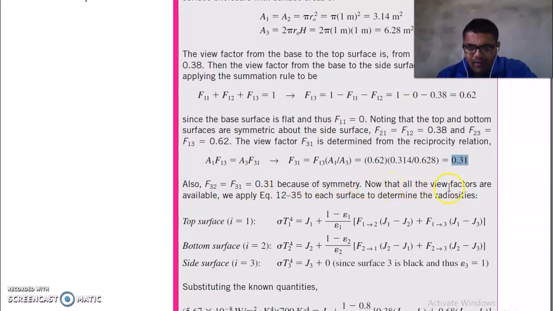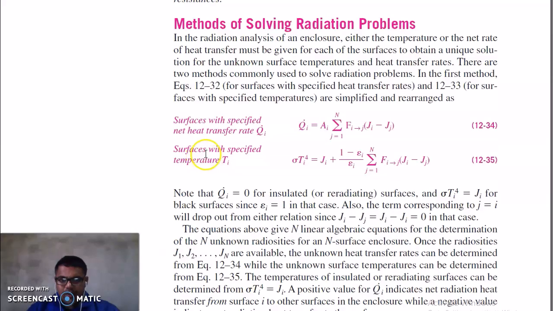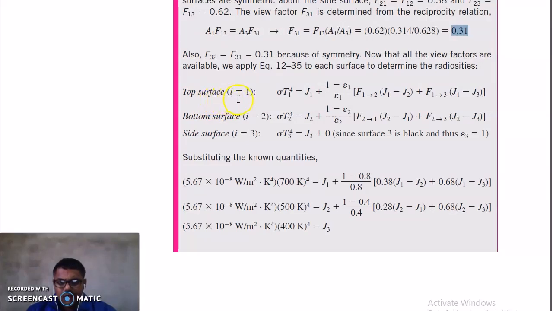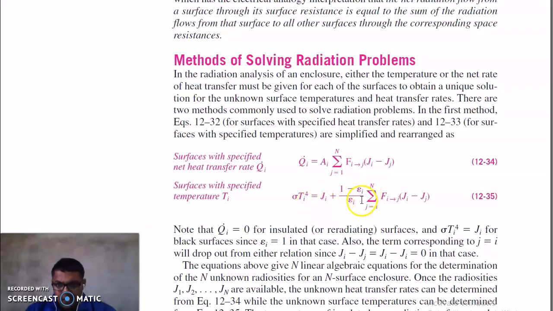Now all view factors are available. We can define the radiosities. Now when the surface temperature is specified, T_i, you can use this equation. Now for the top surface, put i is equal to 1 into the equation, and j is equal to 2 and 3. Here put i is equal to 1, and j is from 1 to 2. Here the number of surfaces is 3, so 2 terms will come here. One is from 1 to 2, second is from 1 to 3.